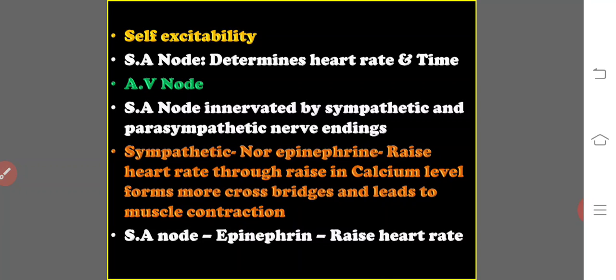raises the heart rate. So whenever there is a release of norepinephrine, noradrenaline, there is more contraction of the heart muscle, and there will be an enhanced stroke volume. How will it be enhanced? It raises the calcium ion level within the cardiac muscle, and thereby that allows the formation of the cross bridges between the actin and myosin muscle proteins, and that leads to the contraction of the cardiac muscle. So later on the adrenal hormone is also released, and thereby that also enhances the heart rate.